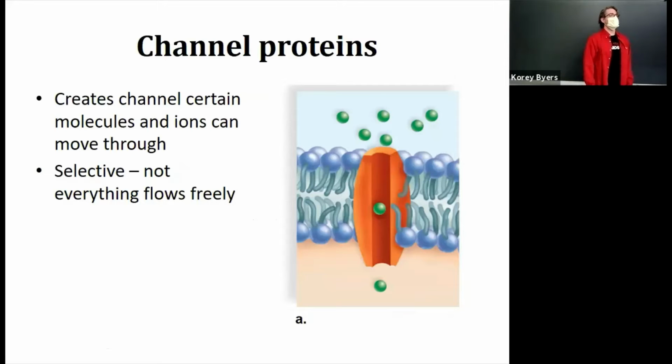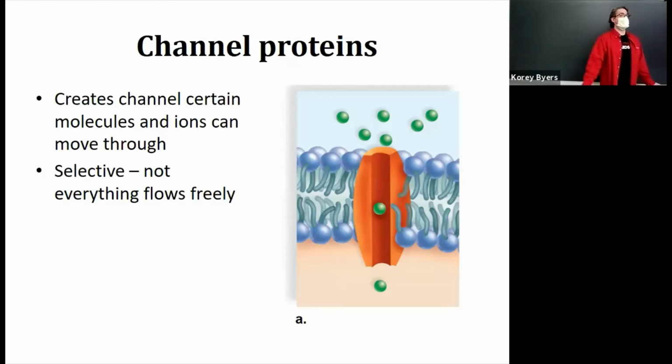Channel proteins are probably the easiest to remember. They create a channel. It's selective, not just everything can flow free. Because think back to what we talked about in chapter 1 and 2 a little bit. This phospholipid in chapter 3, really, this phospholipid barrier allowed us to compartmentalize and allowed us to have organization and allowed us to separate what was outside the cell and inside the cell. That's extremely important. You can have control over what comes in and what goes out.